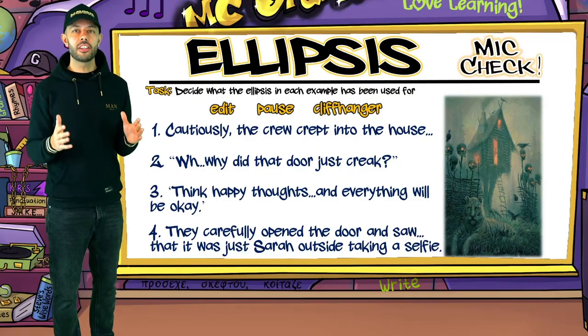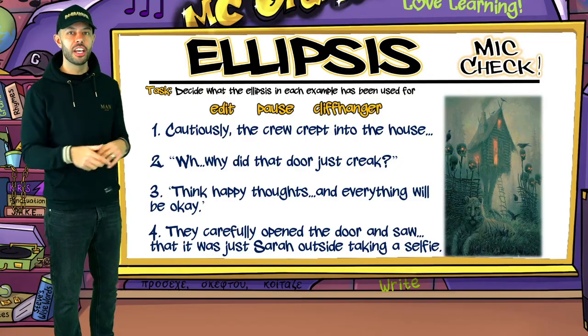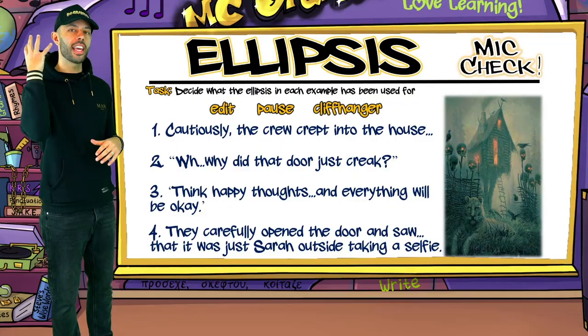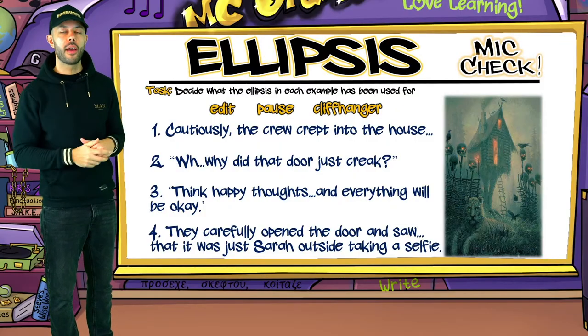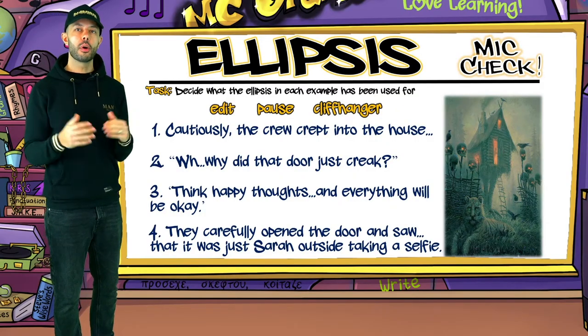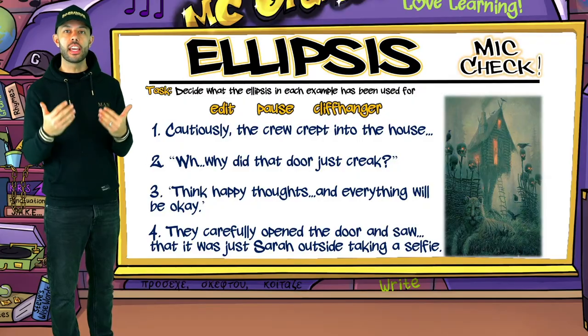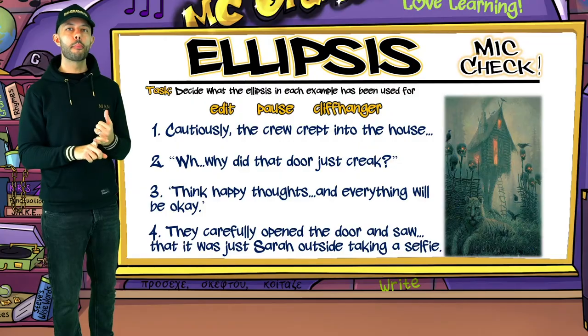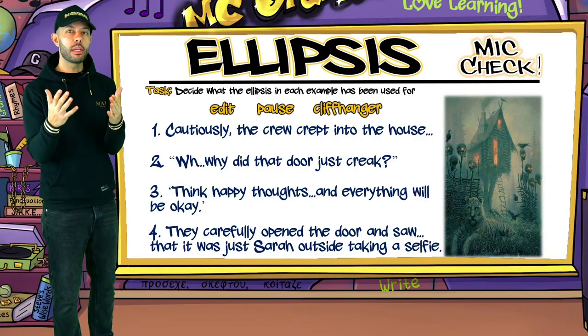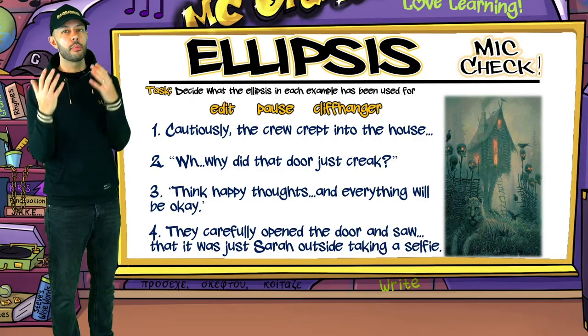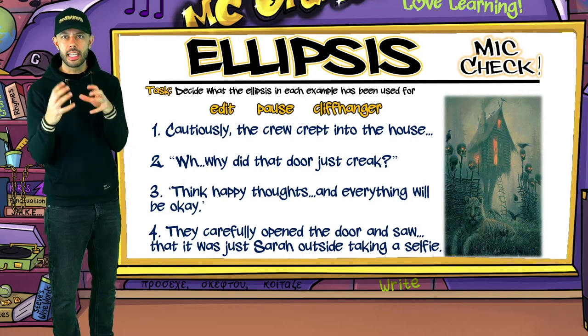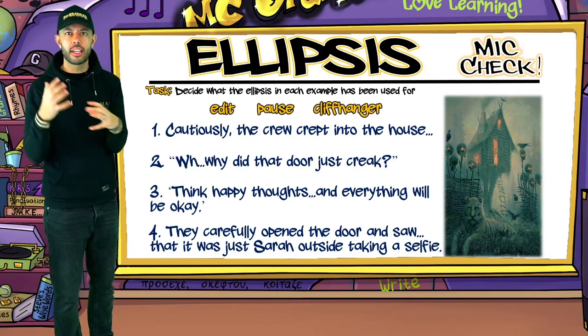Here we are with another mic check and a cool picture. So I have put together four examples here, four that you have to look at. What do you have to do? Well, you have to decide how the ellipsis has been used for each example. Has it been used to edit or cut information out? Has it been used to pause or stutter? Or has it been used for that cliffhanger, that ending that keeps you hanging on, creates that suspense?